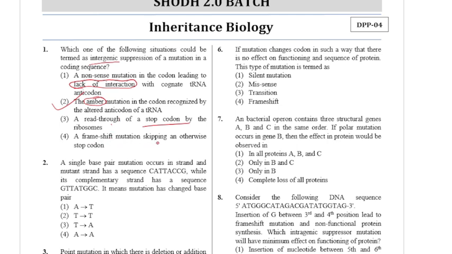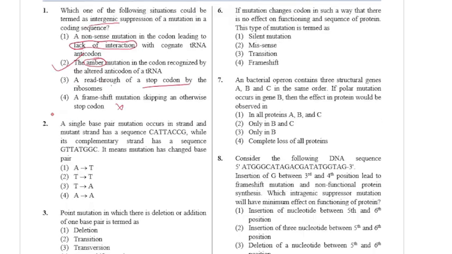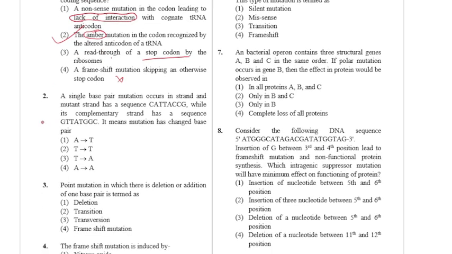And a frame shift mutation skipping the stop codon. If a frame shift mutation skips the stop codon, to survive this mutation we have to introduce another mutation in the same gene. So this could be an example of intragenic but not intergenic suppression. So this is not the answer. The answer is option number two.